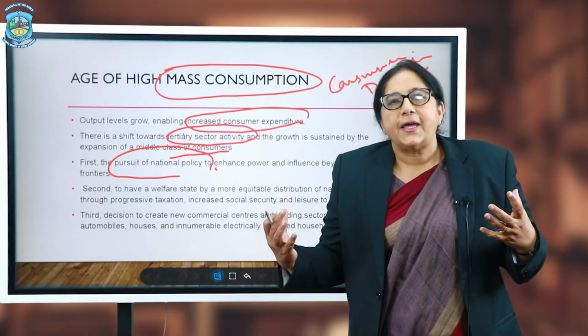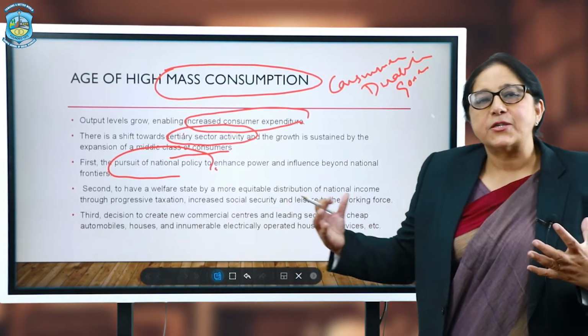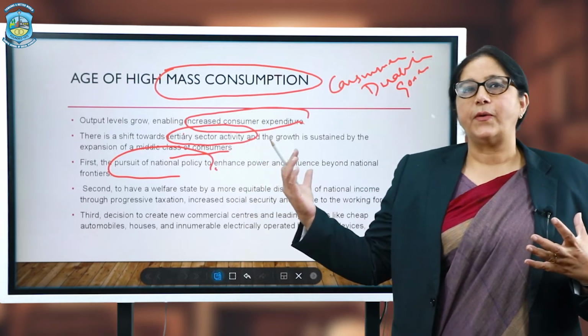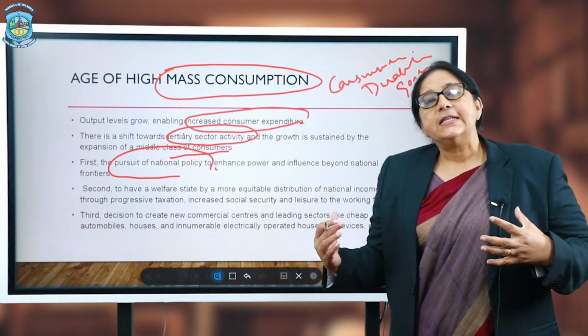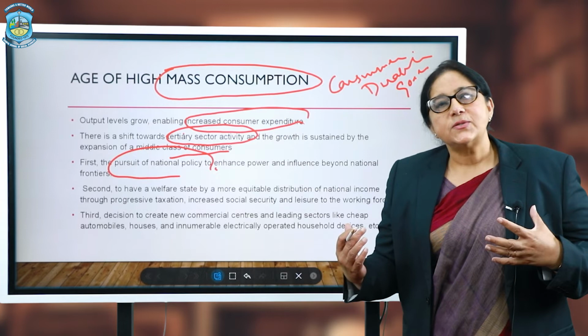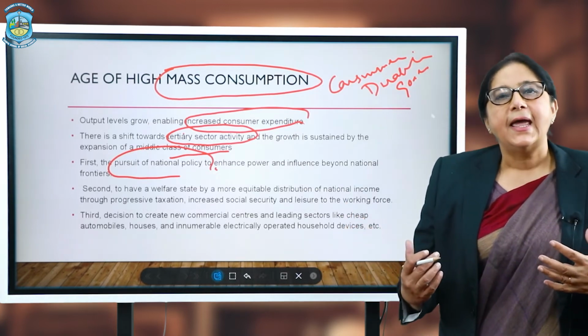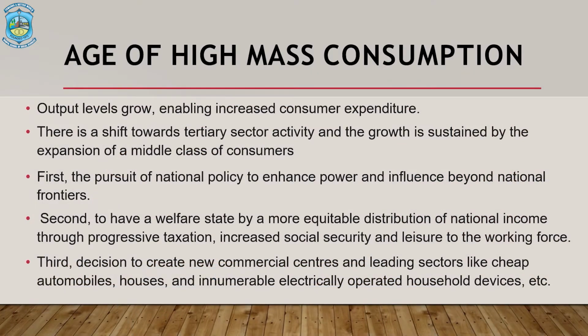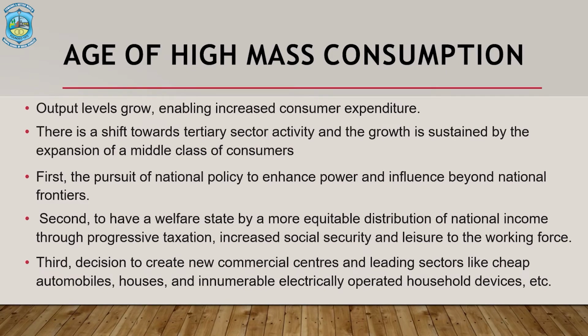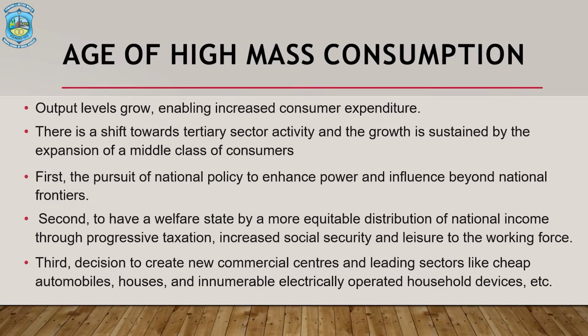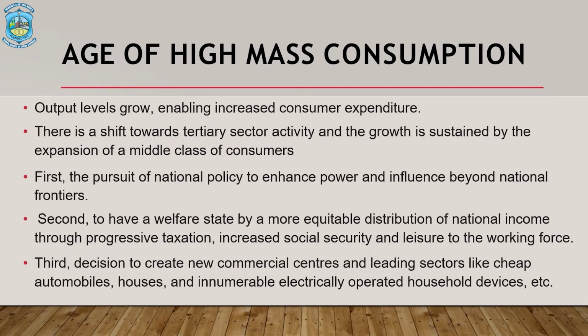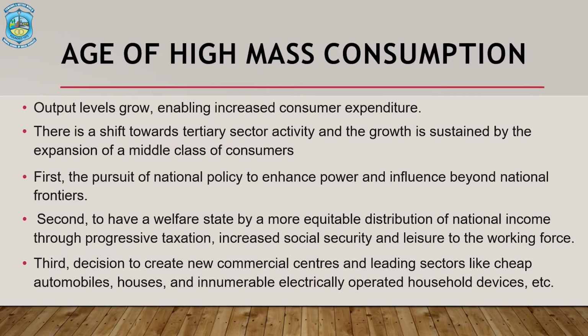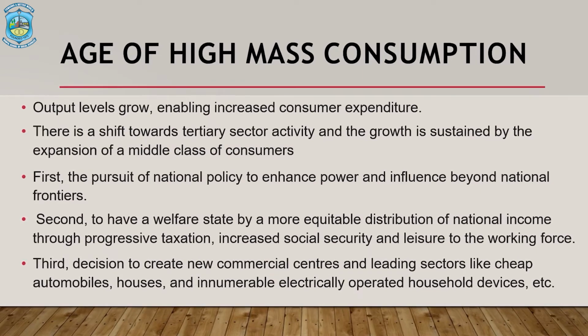So America today has been in the stage of high mass consumption for a very, very long time. And the desire for America to emerge as one of the strongest nations of the world and a superpower is overpowering, and every nation, once it reaches this stage, starts to assert itself in the global high table. And there is a change in the outlook of the governments.